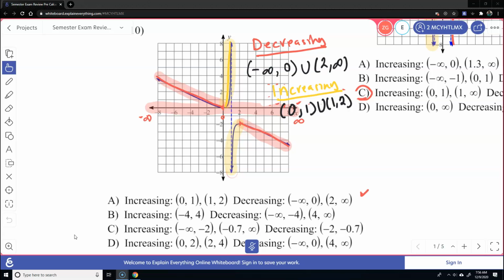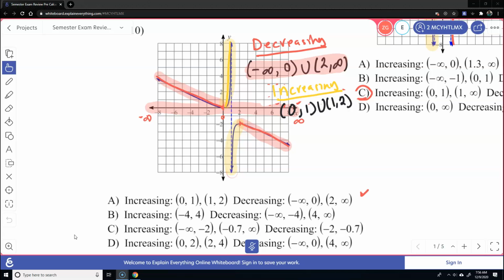So we have from negative infinity to 0, it's decreasing, and then it jumps again. Starting at 2 on the other side, it starts decreasing. The union will bring these two intervals together, okay? Union means that we're bringing those two items together.